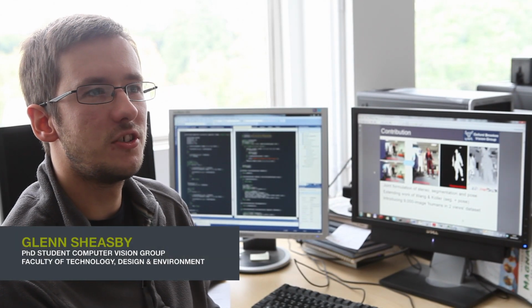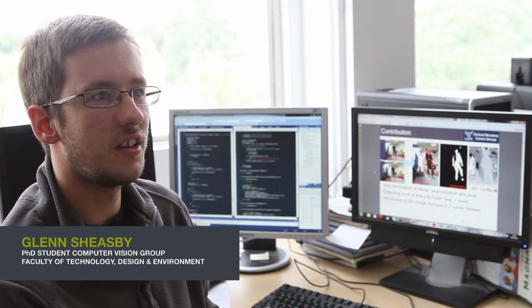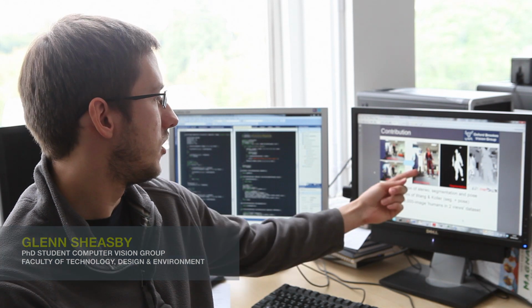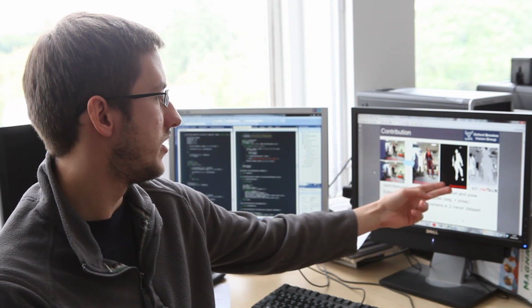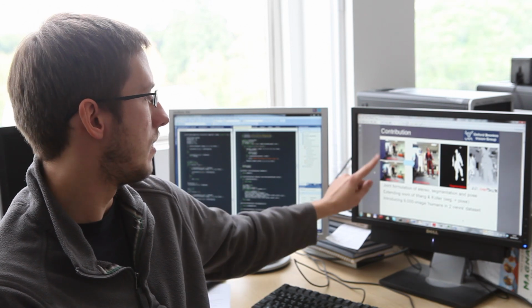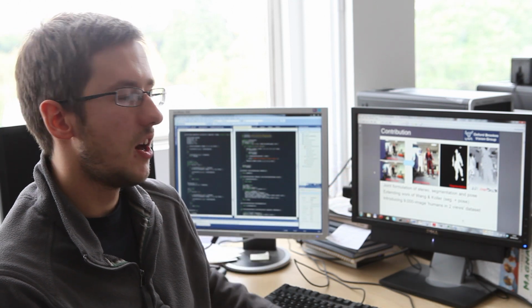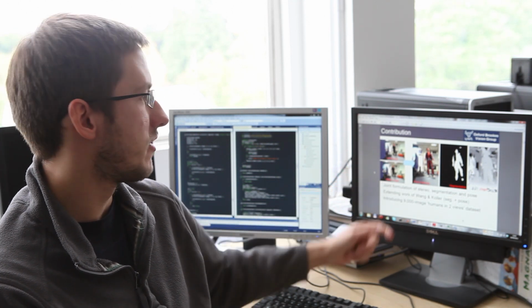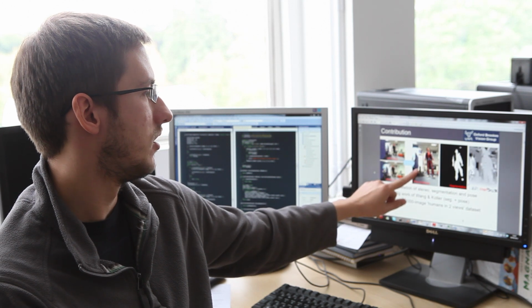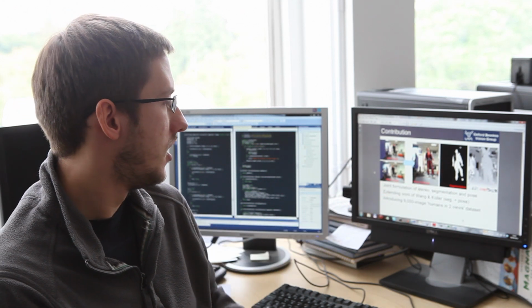So my project is working on unifying two problems in scene understanding. These are human pose estimation and segmentation. So what we do is we have a stereo camera which gives us these two images here of a human in a scene, and we run a pose estimation algorithm to get the limb estimates out, and a segmentation algorithm to specify which pixels are the human.